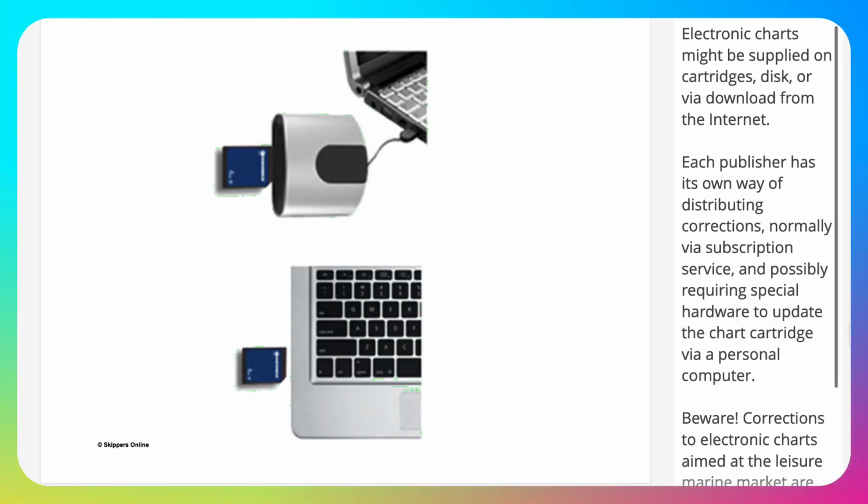Electronic charts might be supplied on cartridges, disk, or via download from the internet. Each publisher has its own way of distributing corrections, normally via subscription service, and possibly requiring special hardware to update the chart cartridge via a personal computer. Beware! Corrections to electronic charts aimed at the leisure marine market are not published as regularly as Notices to Mariners, and it can be very difficult or impossible to discover exactly how up-to-date an electronic chart is.